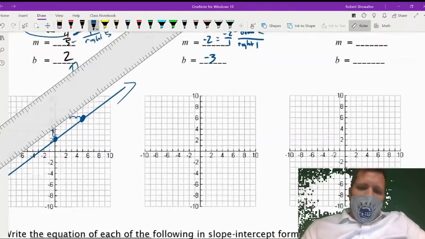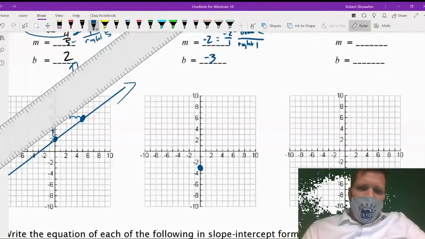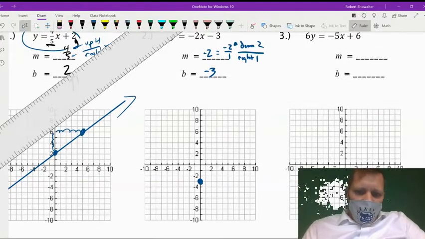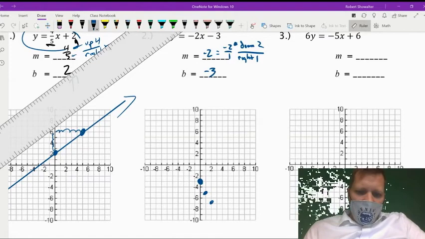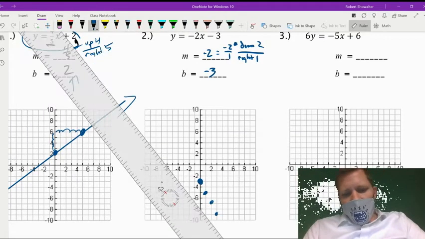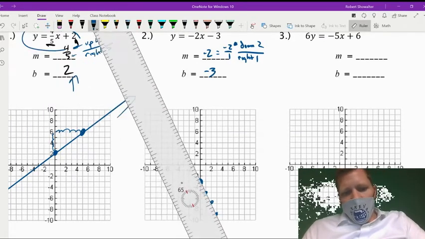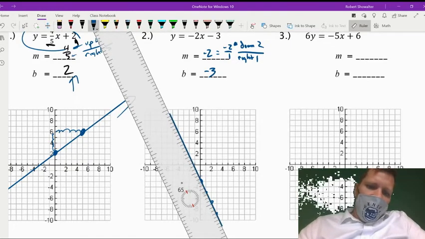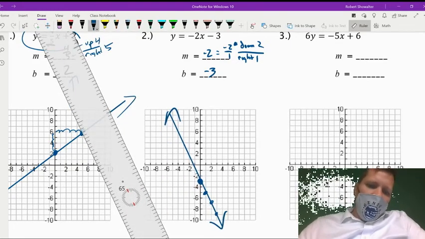So here we go. We're going to use our y-intercept of negative 3 as our starting spot, and then use our slope as our direction. We're going to go down 2, right 1. We can keep going if we want. Down 2, right 1, down 2, right 1. And now we're going to keep going. My friends, go ahead and finish up.